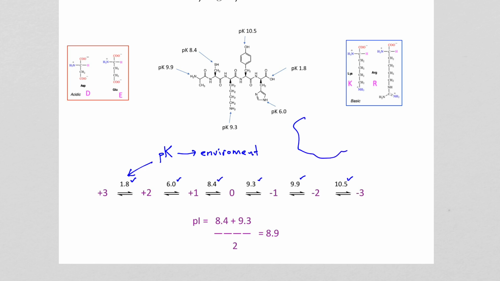And in a protein that is folded, if an amine is in this environment, we'll have a different pK. If the same amine is in another environment, it will have a different pK. So these are just calculated values. These are theoretical pI values.